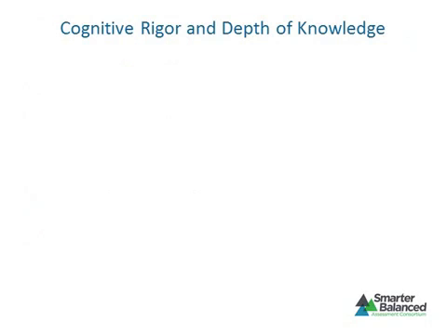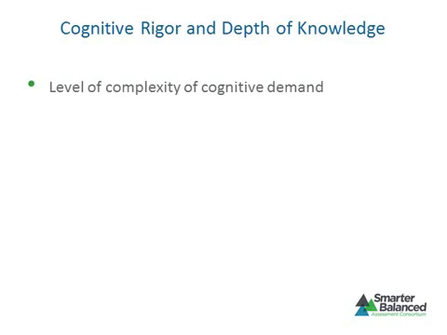Smarter Balanced items and tasks will elicit evidence that students have the ability to integrate knowledge and skills across multiple assessment targets and are ready to meet the challenges of college and careers. Items and tasks must be constructed at various levels of cognitive rigor. Smarter Balanced has defined 4 levels of depth of knowledge.